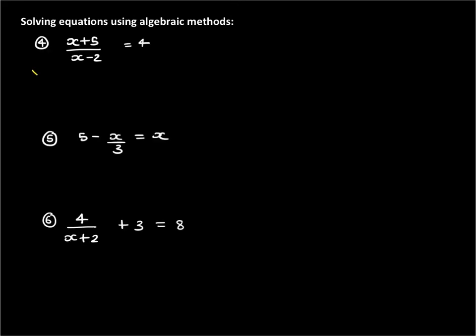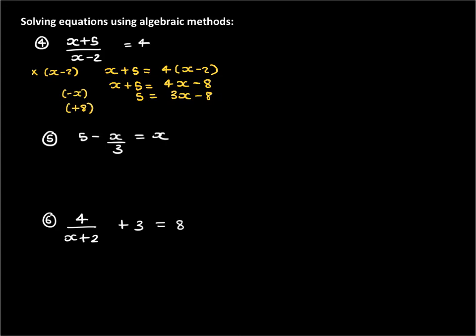Question 4, straight away I'm going to multiply both sides by x minus 2. So that gives me x plus 5 equals 4 bracket x minus 2. Expand the bracket on the right hand side, 4x minus 8. And then let's collect like terms on opposite sides. So I want to subtract x from both sides. So 5 equals 3x minus 8. Add 8 to both sides. So 13 equals 3x. And then divide by 3. X is equal to 13 over 3.